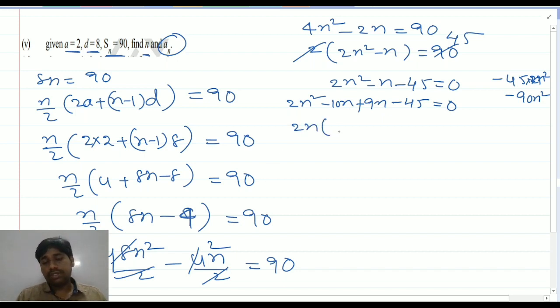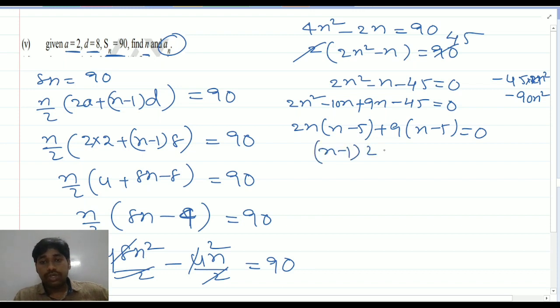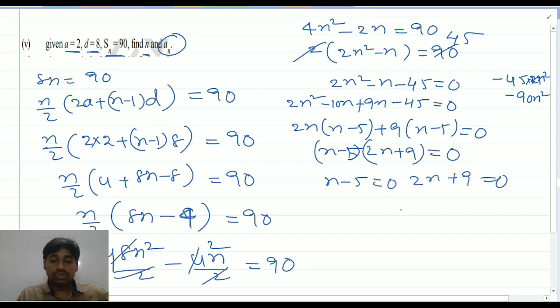2n taken common, then we are getting n here, and 2n gone, it is 5 left. Take 9 common, n minus 5 is equal to 0. So n minus 5 is common, 2n plus 9 is equal to 0. Sorry, 2n minus 5. So n minus 5 is equal to 0, 2n plus 9 is equal to 0. So here n is equal to 5 and n is equal to minus 9 by 2.